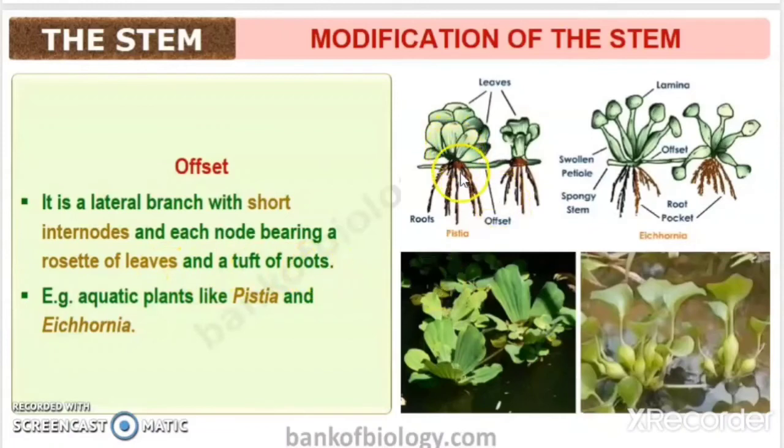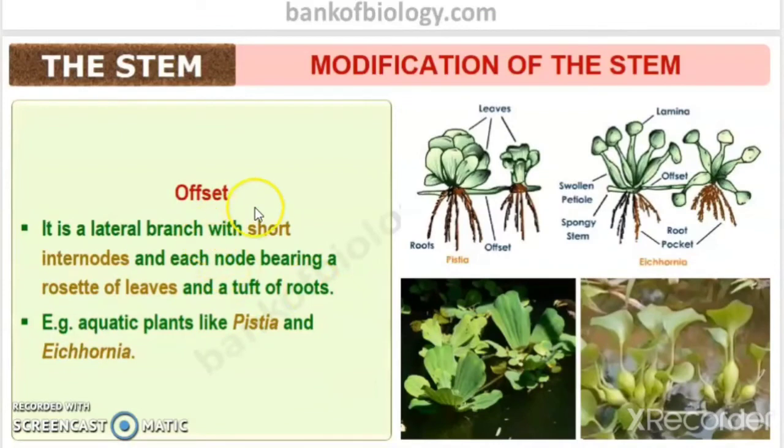So once the lateral branch comes out of the main axis, they will grow and form short internodes. Only small internodes will be there, and at the node portion, each node will be bearing a rosette of leaves and a tuft of roots. So this is how they are modified to carry out growth. It is also a lateral branch with short internodes, and each node bears a rosette of leaves and a tuft of roots.